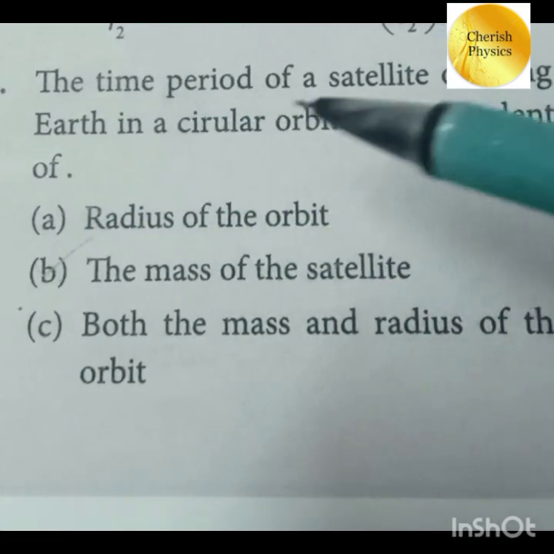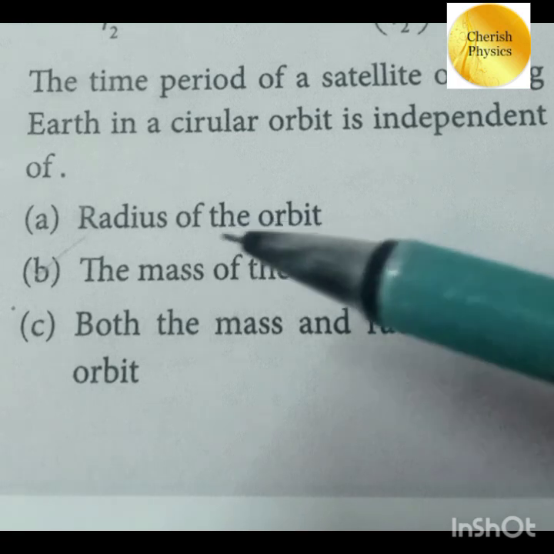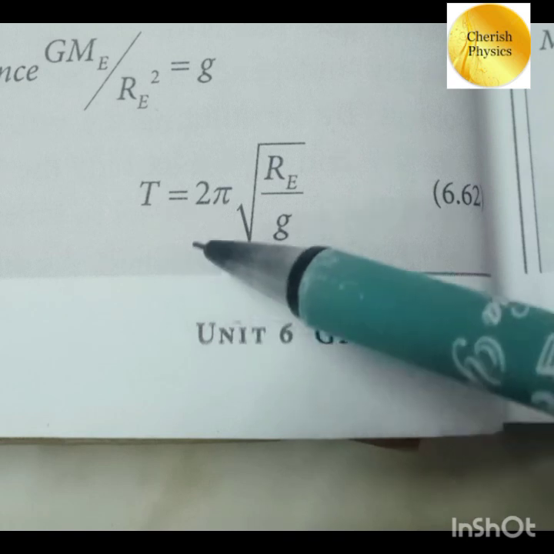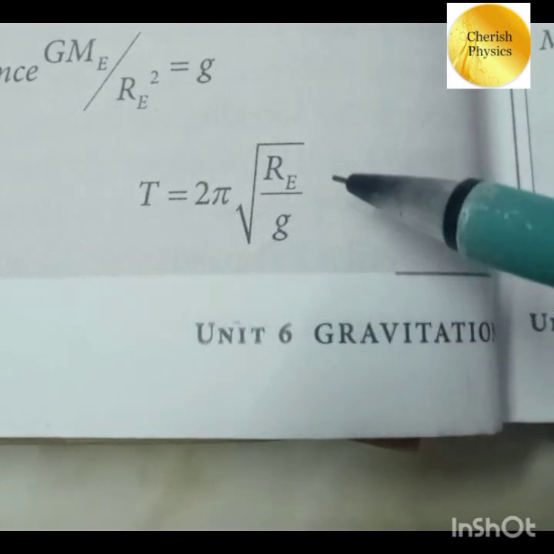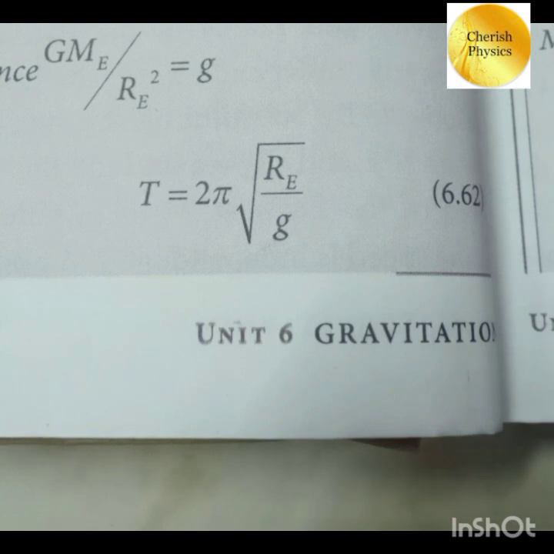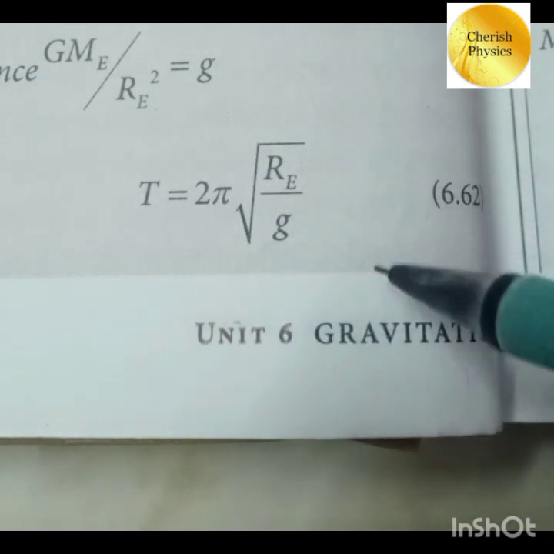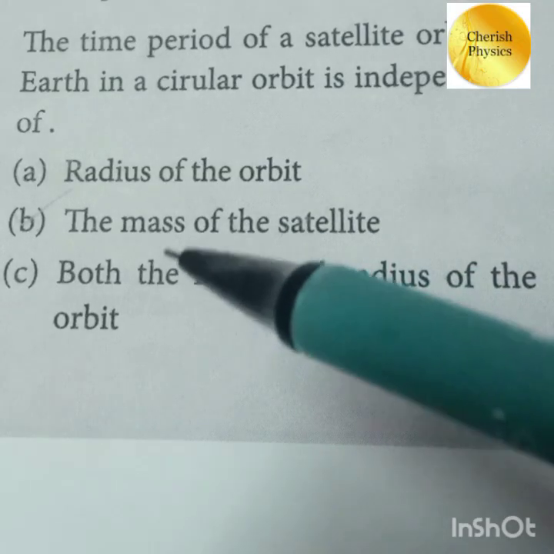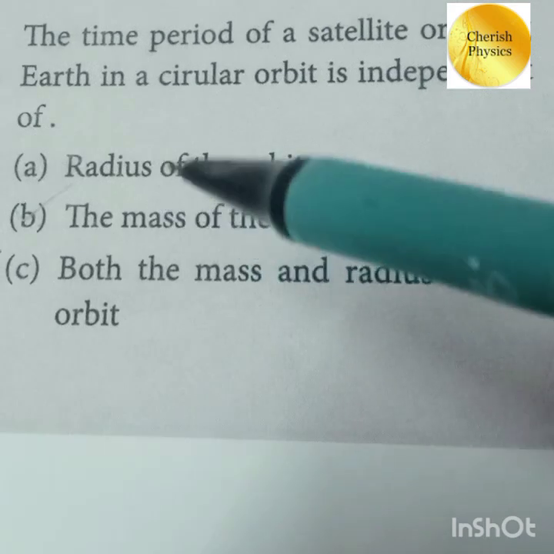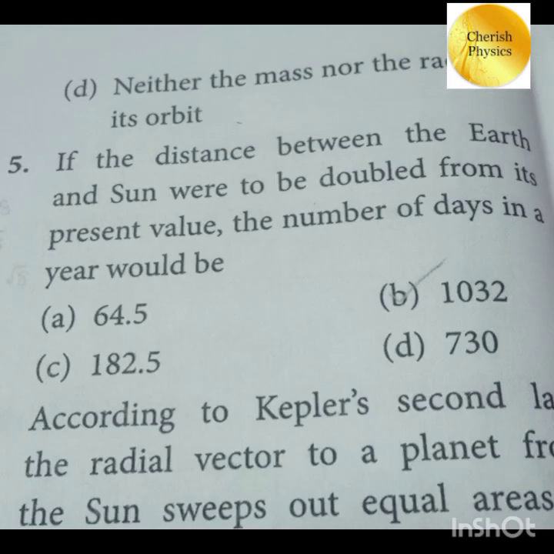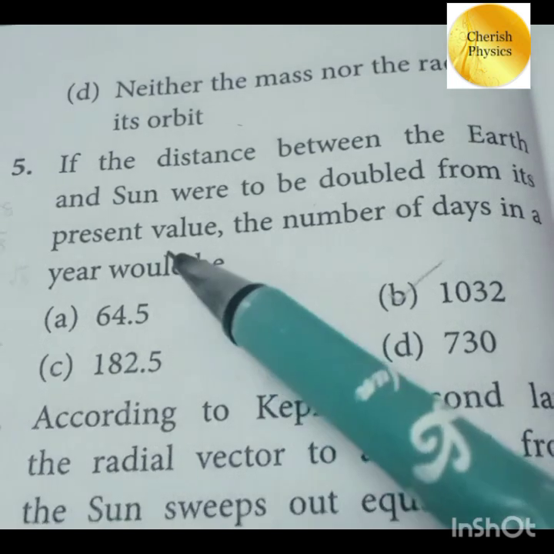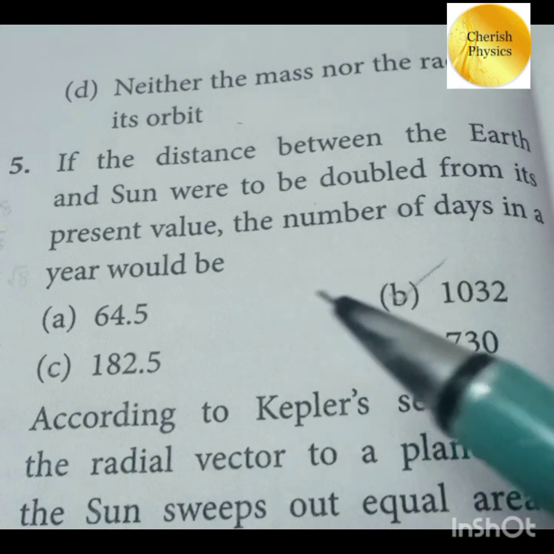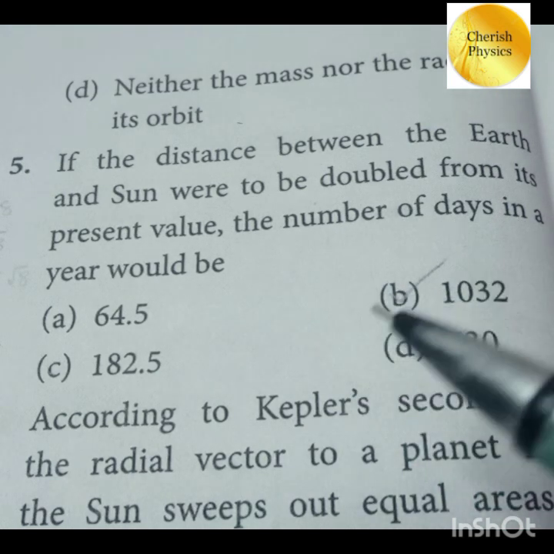Fourth question. The time period of a satellite orbiting the earth in a circular orbit is independent of. We know the formula T equal to 2 pi root of Re by g. So the time period T depends upon the radius of the earth and the acceleration due to gravity. So the time period is independent of the mass of the satellite because it depends upon the radius of the orbit. Fifth question. If the distance between the earth and sun were to be doubled from its present value, the number of days in a year would be.